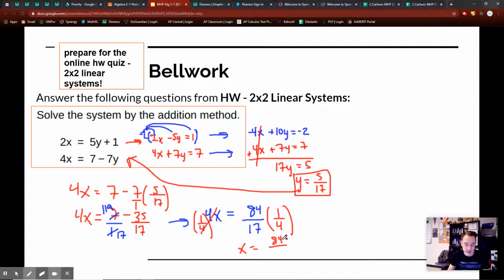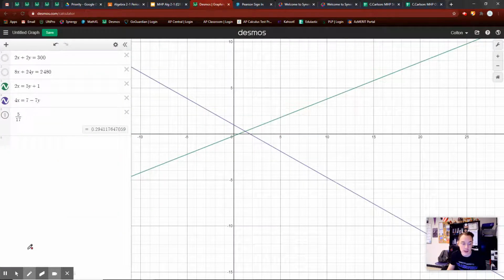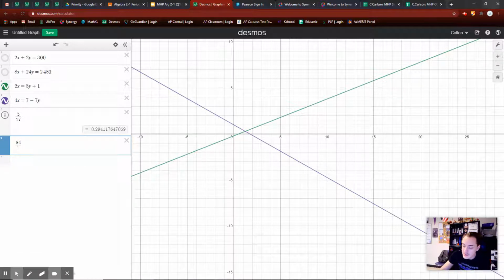And then 17 times 4. 17 times 4 is 68. So this can clearly be reduced, 84 divided by 68. So let's see what it can be reduced to, all right? And so when I go back to decimals, 84 divided by 68, let's try this. So 84 divided by 68.